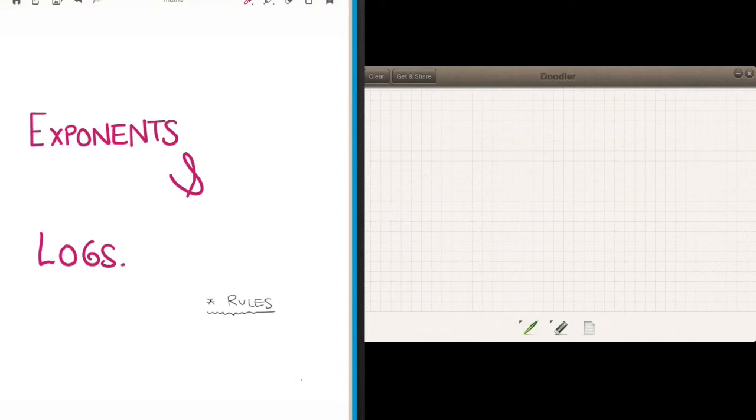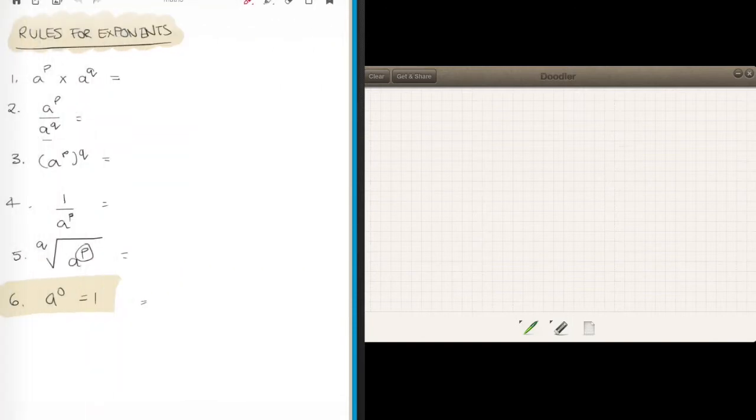Exponents and logarithms. In this video, we'll be talking about the rules for exponents and logarithms, and I will also be mentioning the base change rule for logarithms. Hope this helps. So the first thing we'll do is understand the rules for exponents, and these are all written in the general formula.